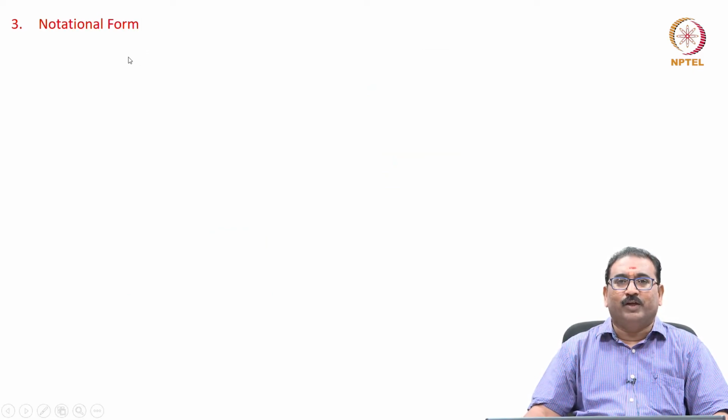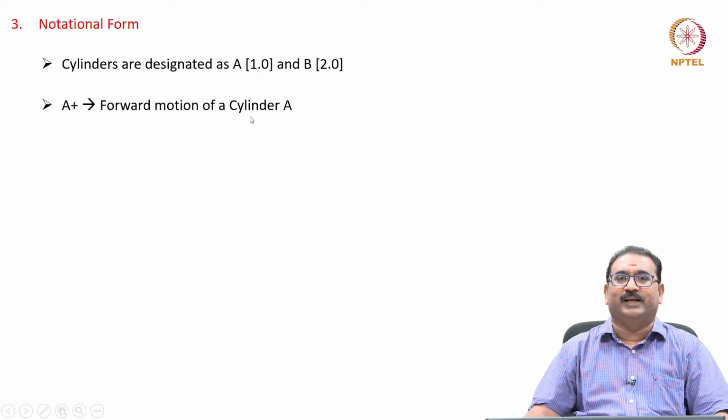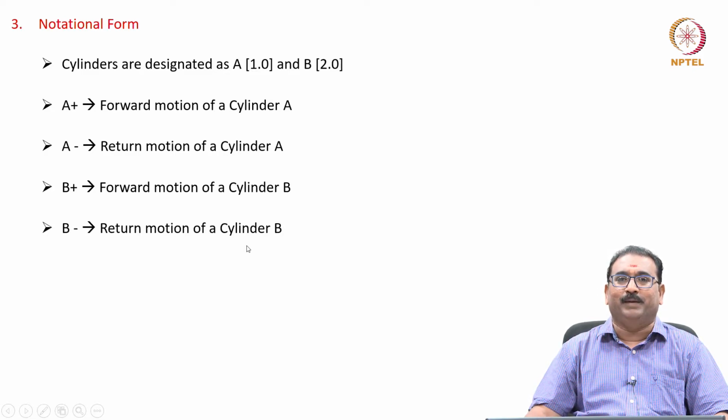Move on to notational form, how to represent this same task. Cylinders are designated as I have told you, A 1.0, B 2.0. A plus, forward motion of cylinder A. A minus, return motion of cylinder A. B plus, forward motion of cylinder B. B minus, return motion of cylinder B.